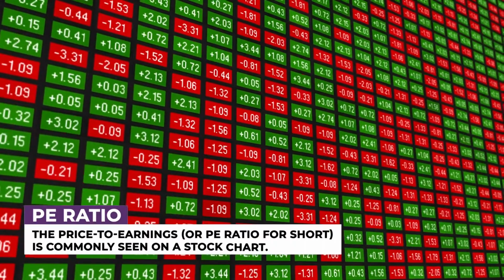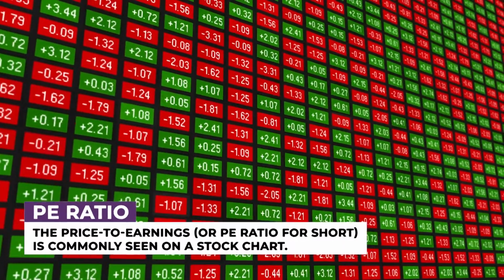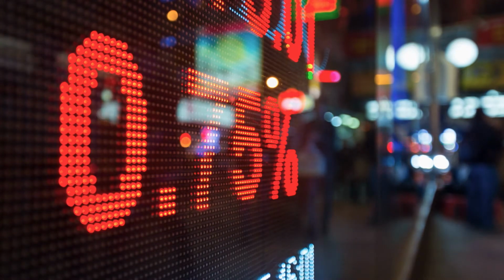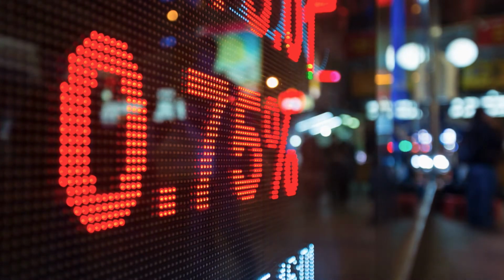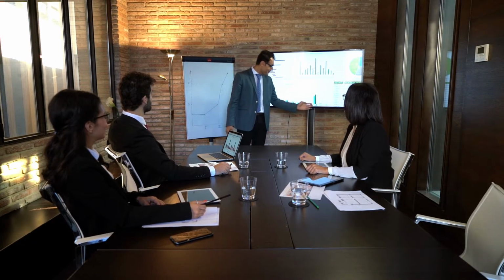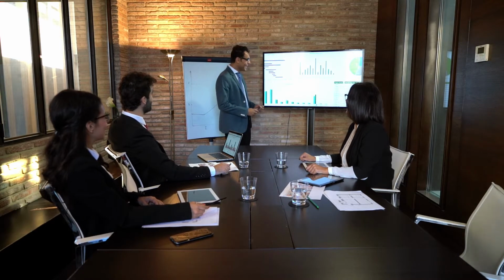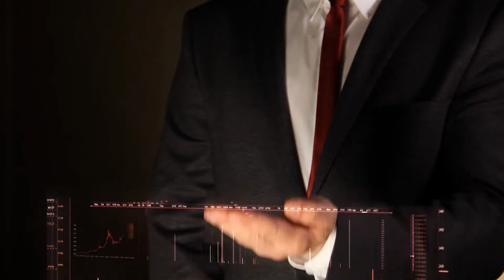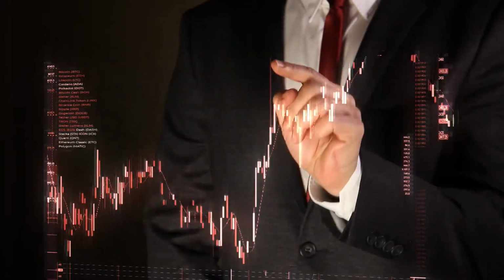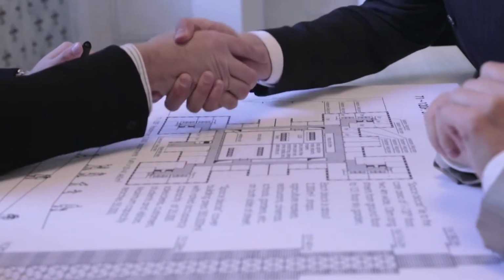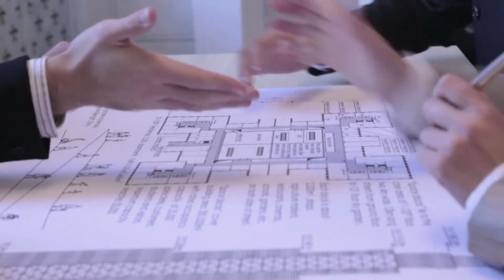PE ratio. The price to earnings or PE ratio for short is commonly seen on a stock chart. The PE ratio is a metric used to determine the value of shares in a company, and it's usually used by investors. It's calculated by dividing the current share price by the company's earnings per share (EPS) over the past 12 months. The PE ratio also shows how much the company is worth, taking the current stock price and working forwards to see how long it would take for investors to earn back their money. Some investors may use this to decide if a stock is worth investing in or not, and some use it as a way of determining fair value.